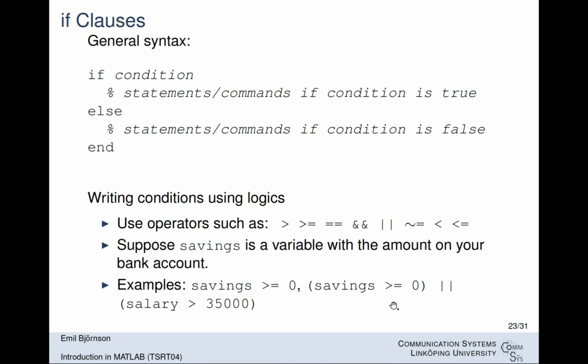Alternatively, you can have two conditions: savings greater or equal to 0, or salary being greater than 35,000. That could be that, okay, if you don't have money in your account but you have a good salary, well, then maybe you can still hand out money to your customer. So here you see that this or is saying that one or the other or both should be true. There is also a command called XOR that can be used to say that one or the other but not both should be true.